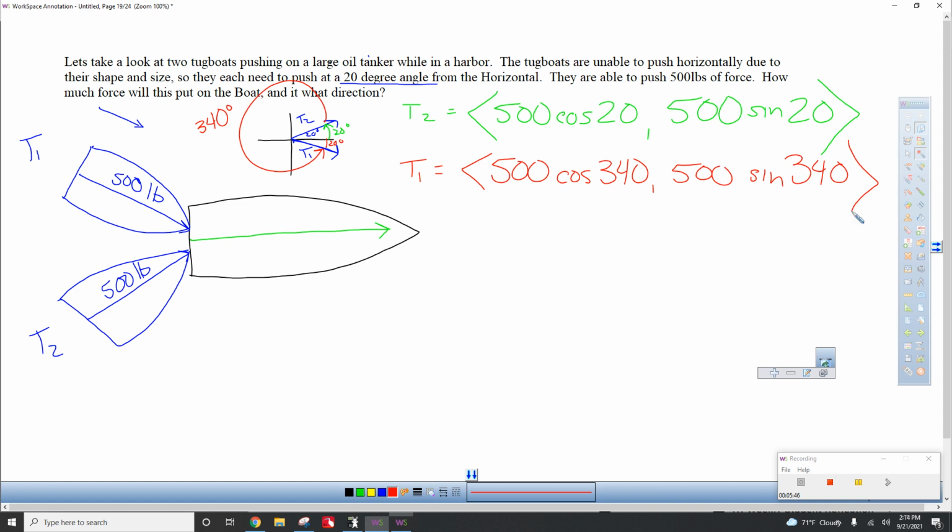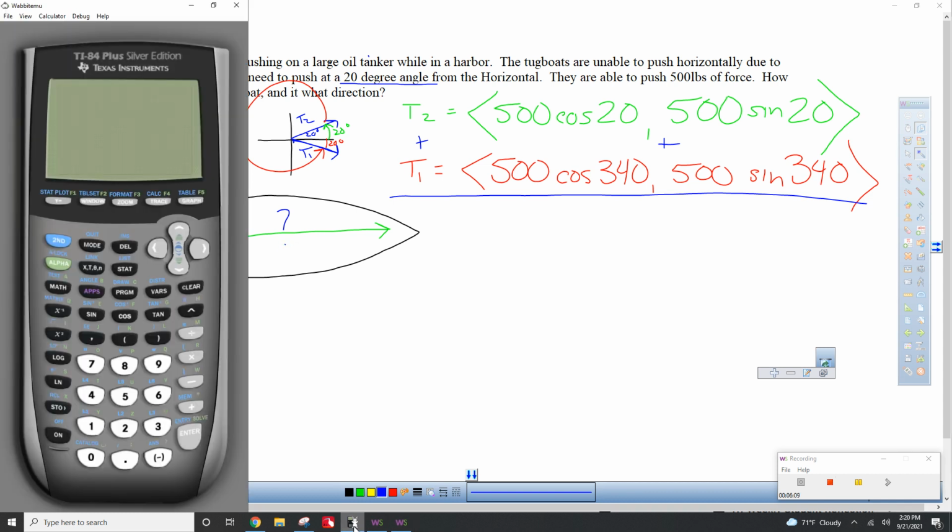Now, let's see where this takes us. So, I think the easiest way to do this math, what we're trying to do, is add T1 and T2. T1 and T2 are both pushing against this tanker. So the sum of their forces will be the resultant force, which is going to be that green arrow. What I do is I just do all of the work in my calculator. So let's make sure I'm in degrees. I am.